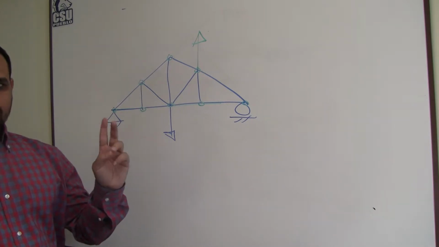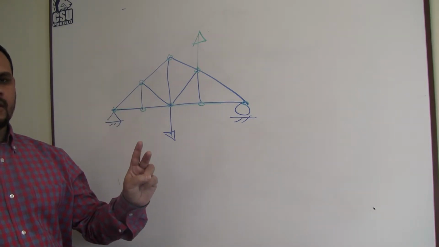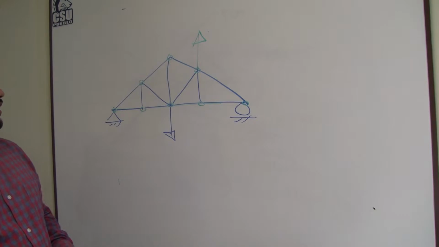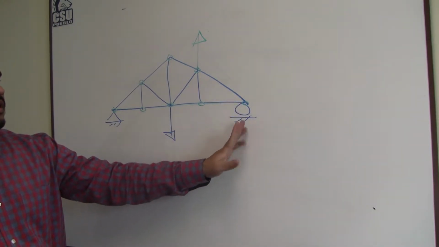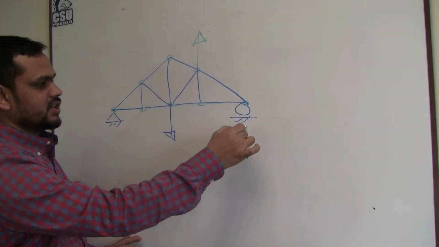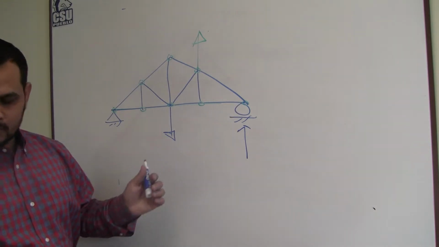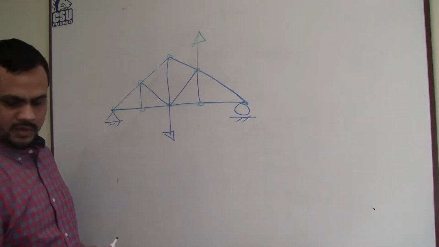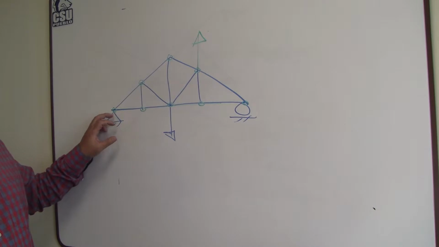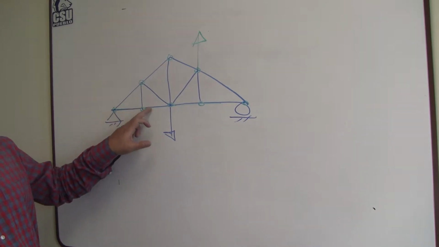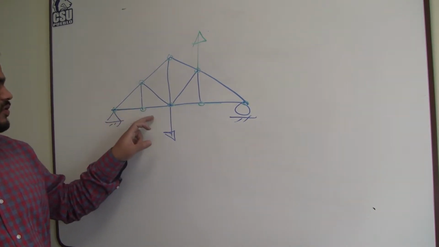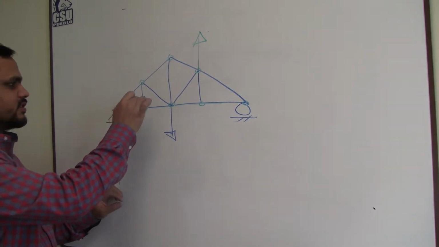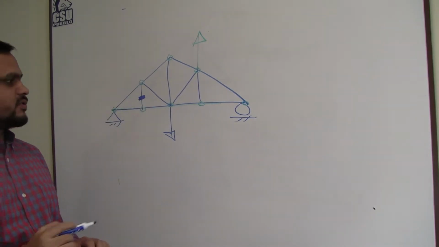So there are two rules: for two members forming a joint and for three members forming a joint. Here two members form a joint, but there is a load. Here we have a reaction, so we cannot decide from here. I'll delete it. Here we cannot decide. Here 1, 2, 3. Three members form a joint, two are linear, no load, third one is zero. So this is a zero force member.